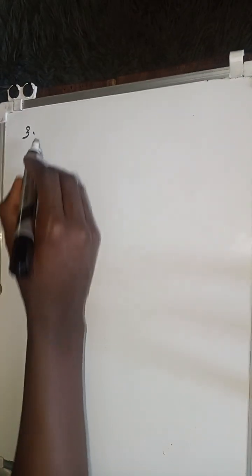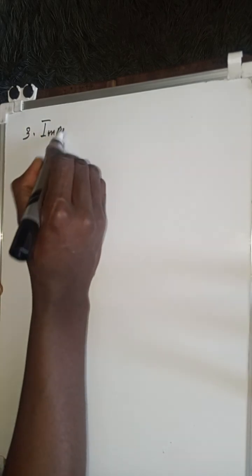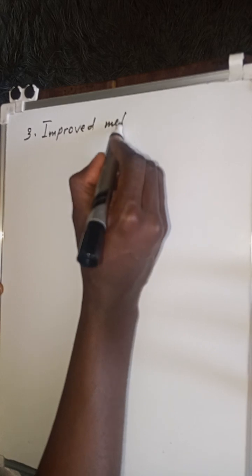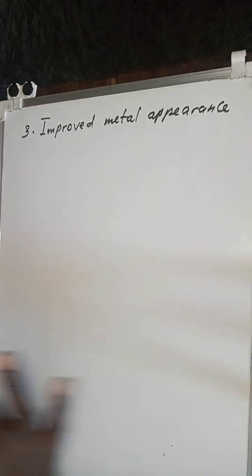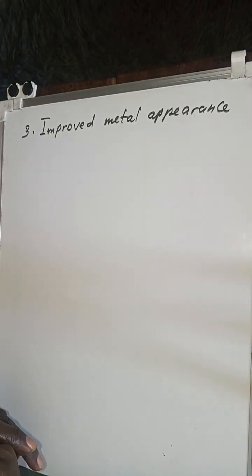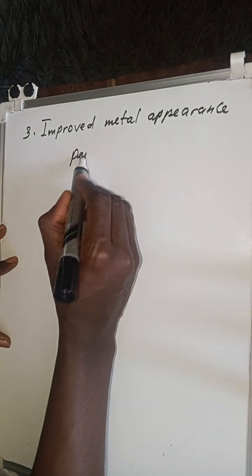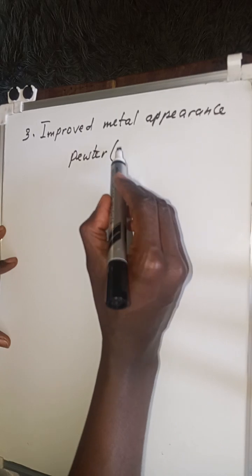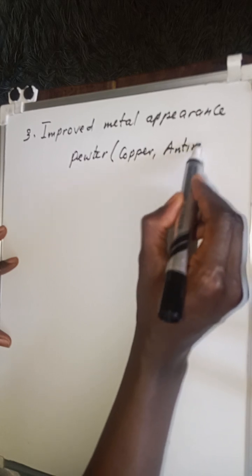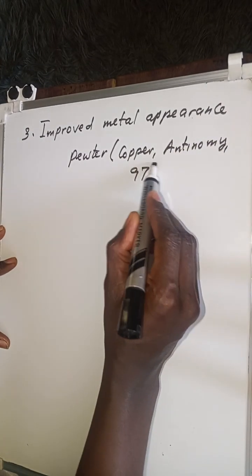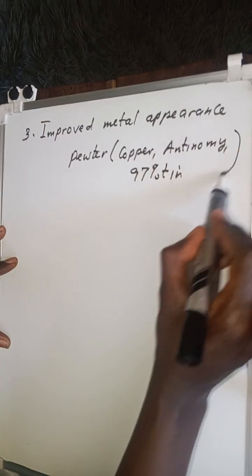Apart from that, another advantage, let me call it number 3, is that usually alloys have got an improved metal appearance. So their appearance is simply going to be improved. No wonder, like I was saying about the teapot, it is going to look more shiny. Why? Because they are made up of pewter. And pewter mainly consists of elements such as copper, antimony, and about 97% tin. So these are the elements that are found in pewter.